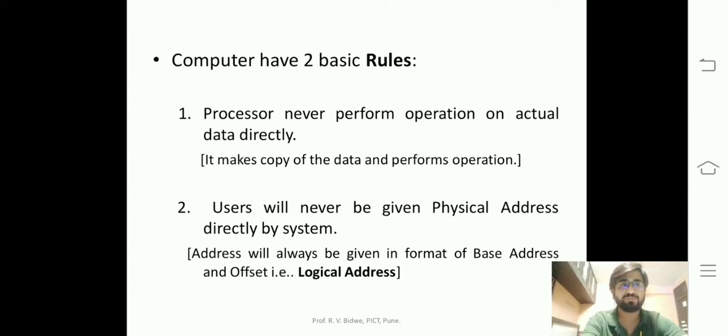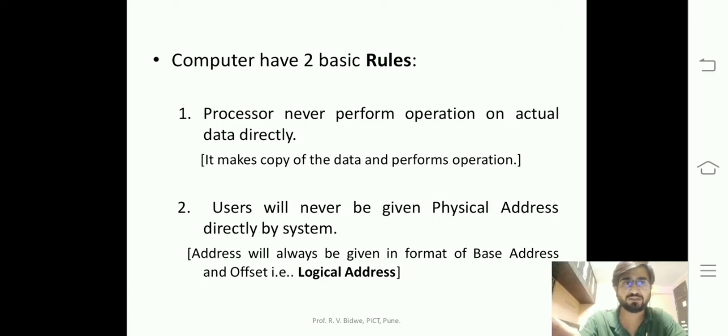For example, if you want to come to our college, and I am a computer, and you ask me the address of our college, I will tell you: come to Katras first, and from Katras go maybe west or east 3 kilometers. So Katras will be my base address, and the 3 kilometers west or east will be my offset value. The computer always gives you the address in the format of a base address and an offset value, and together we call them a logical address. From the logical address we are supposed to calculate the physical address.